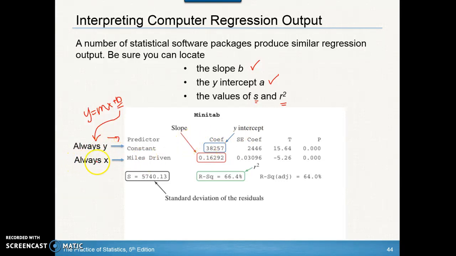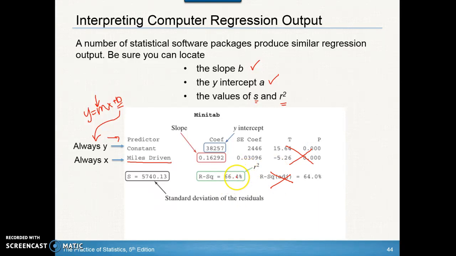How about this right here? Since this is y, your bottom one is always going to be x. And notice how it says miles driven. That's going to be your explanatory variable defined. And since this is your x row, this coefficient is your slope, because your slope is in front of x. Now, this is your standard deviation of your coefficient. You don't need to worry about the values over here for right now. You don't need to worry about R-square adjusted. You can go ahead and cross that off.